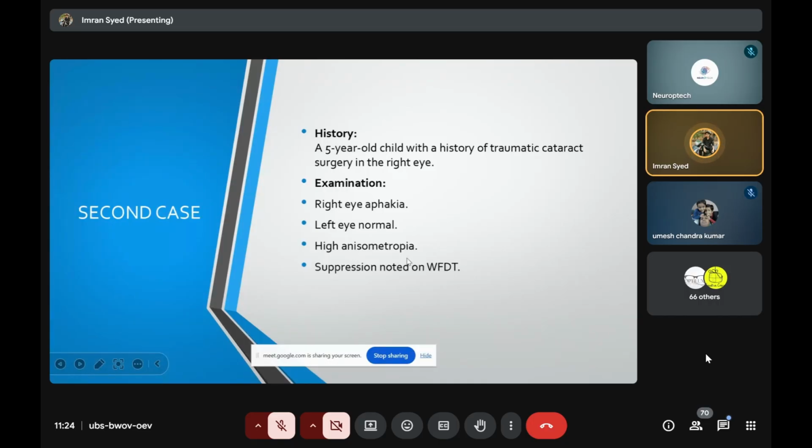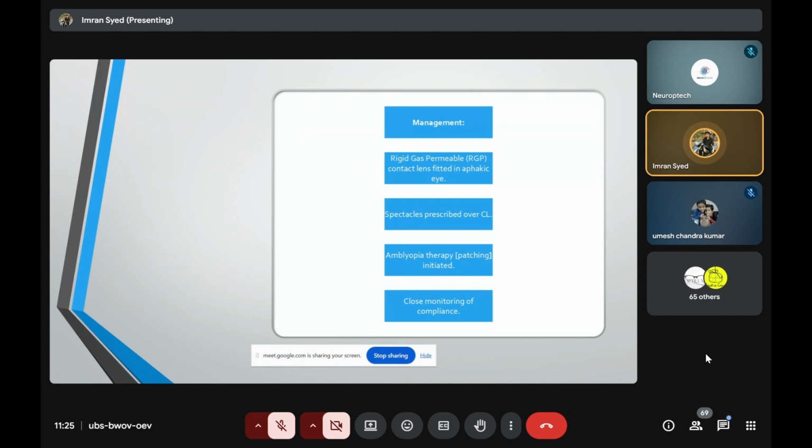As you can see, suppression is noted on both for the dot test. So for this patient, the management plan includes: the patient was given RGP lenses fitted in the aphakic eye. Spectacles were prescribed over the contact lens. Amblyopia patching therapy was initiated, and close monitoring was done.